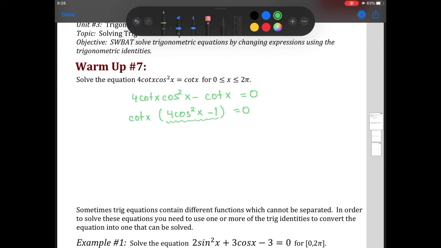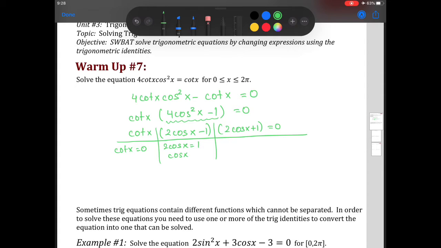And look at this. Can you factor this? Yes, you can. If you think of it, it's two terms and they're both perfect squares, a difference of two squares. So cotangent x, 2 cosine x minus 1, 2 cosine x plus 1 equal to 0. Make a t-chart. I get cotangent x equal to 0, 2 cosine x equals 1. So cosine x is equal to 1 over 2. We'll do the angles. Let's solve it first. And then here I get cosine x is equal to negative half. So now let's do one thing at a time.